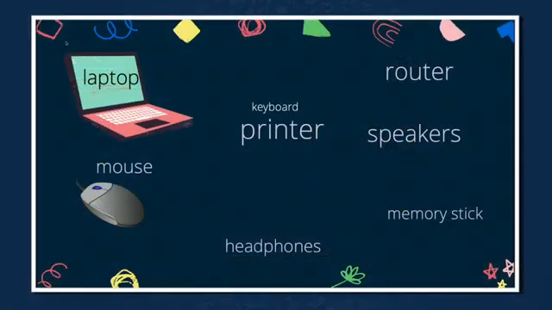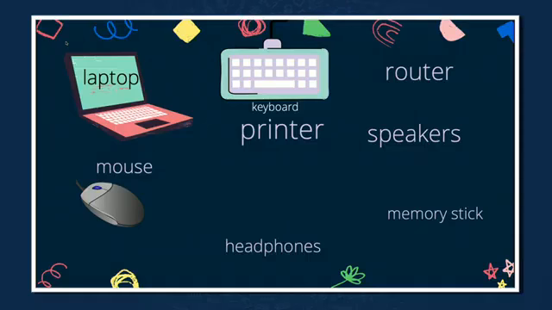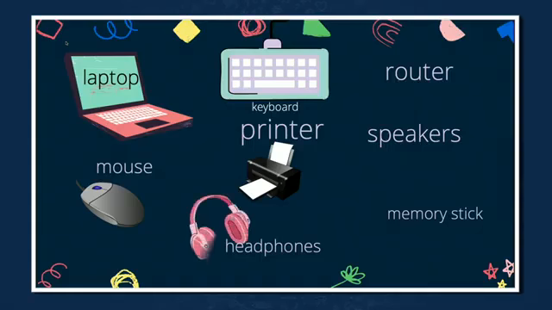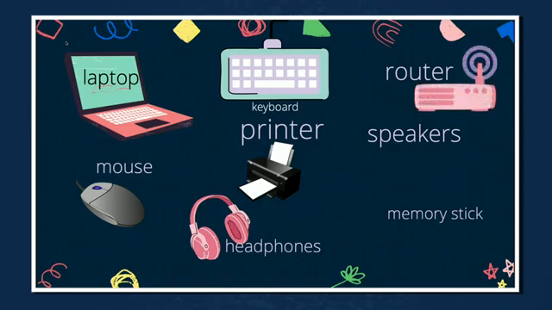And when I say keyboard, this is a keyboard. And what about printer? This is a printer. And what about headphones? These are headphones. And a router for the internet connection? Yes, this is a router. What about speakers? These are speakers. And finally, what is a memory stick? This is a memory stick.